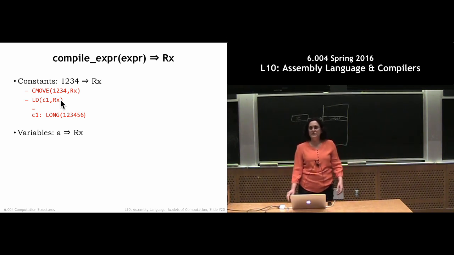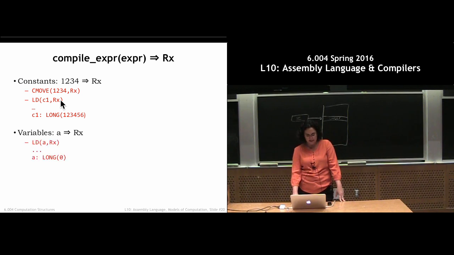For variables, if I have a variable A that I want to put into register Rx, it looks similar in the sense that this is a location in memory that's going to store my variable A, and I'm going to then need to do a load of the contents of location A into register Rx in order to make use of that variable.